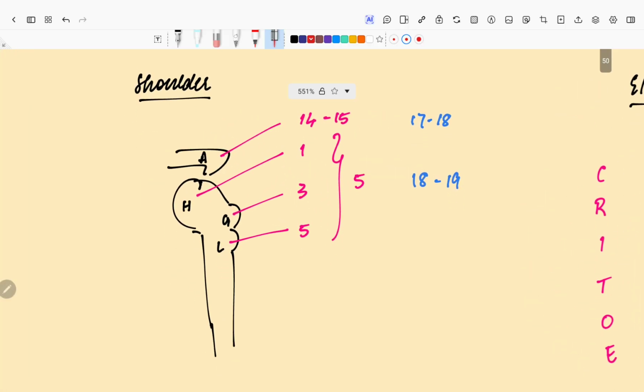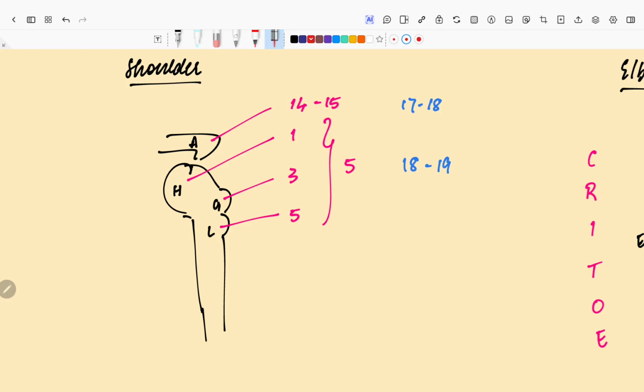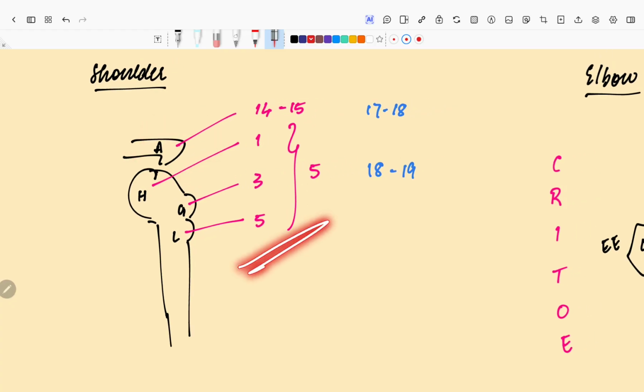So we see here the parts of the shoulder joint, the bones forming the shoulder joint: the humerus, the head of humerus, the greater tuberosity, the lesser tuberosity, and this is the acromion process. Whatever you see in pink is the age of appearance, and whatever you see in blue is the age of fusion. Okay, so we have an order here.